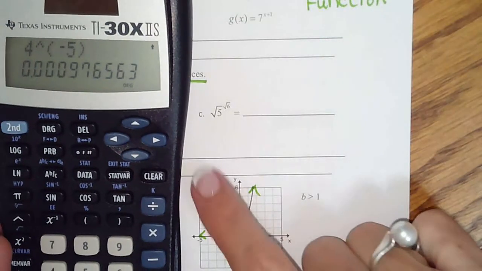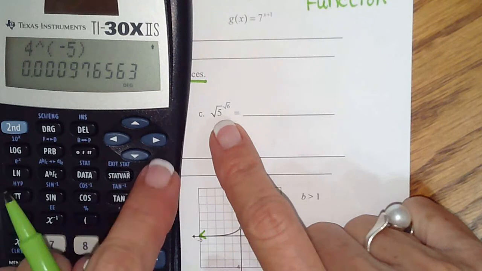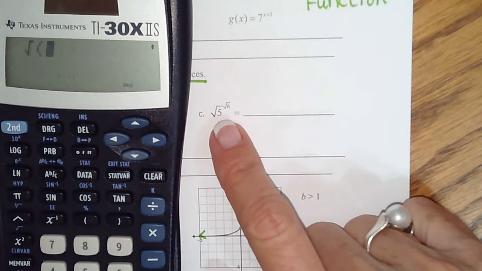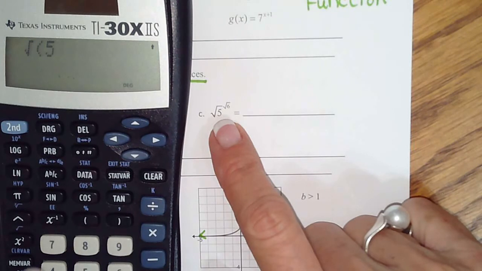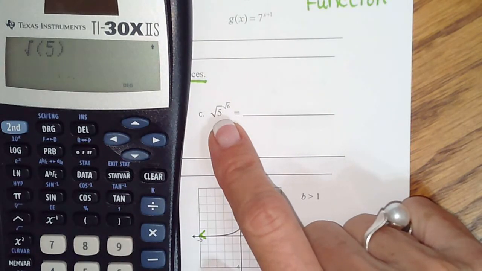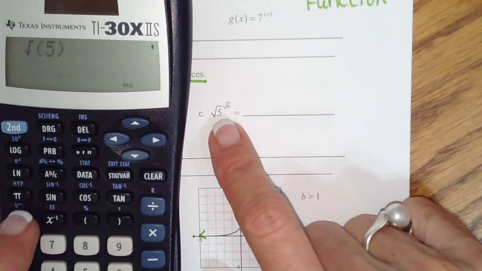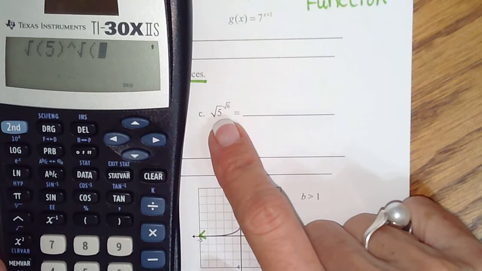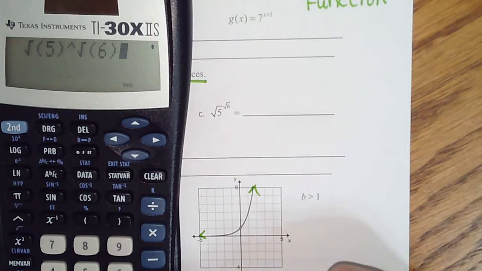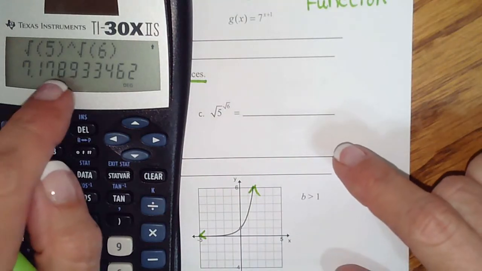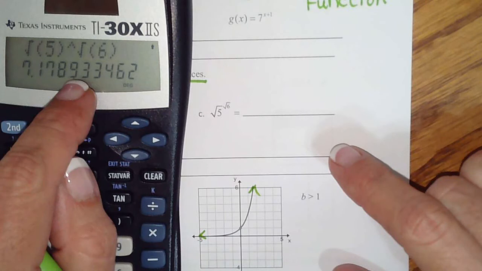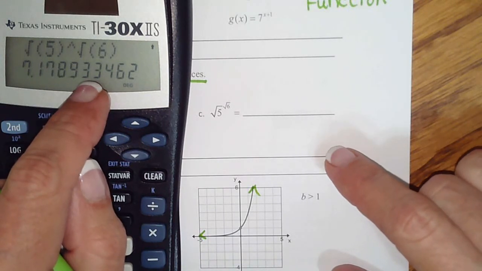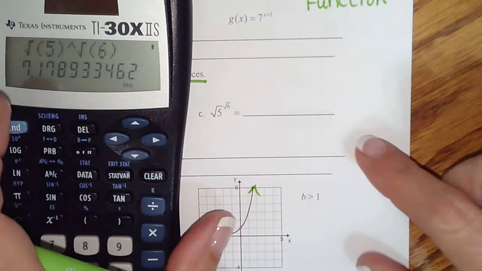And last, we have 5 to the radical 6. So second x squared to get the radical 5. Close that to tell the calculator that's the end of that radical. Then hit your exponent key. And then second square root 6. Close that to tell the calculator that's the end of the exponent. And so 1, 7, 8, 9. And it'll stay 9 because it's followed by a 3. So 7.1789.